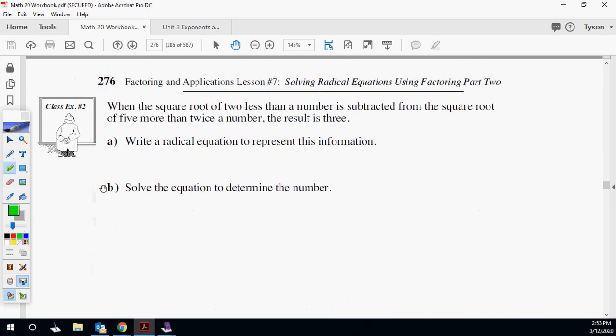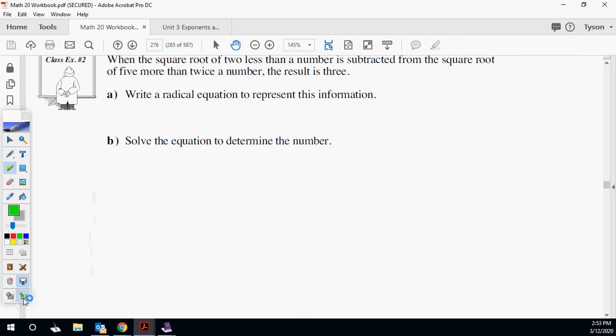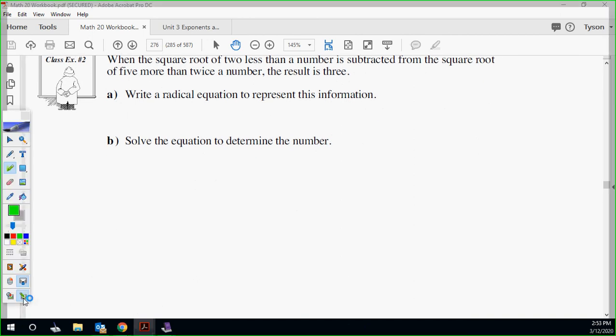All right, so let's try it again here. So this time they make you kind of work through a little hoop here. They make you try to set up the equation yourself. So when the square root of 2 less than a number, so a number means like x. So square root of 2 less than a number. So square root 2 less, so x minus 2 of a number, is subtracted from, so it's the thing that's subtracting, from the square root of 5 more, plus 5, twice a number, is 3.